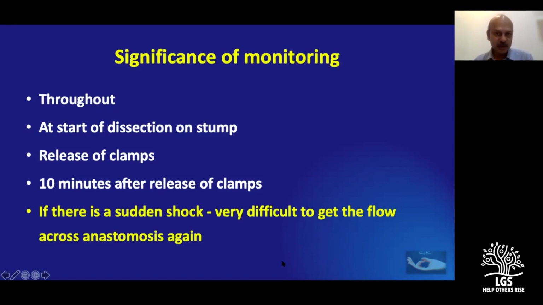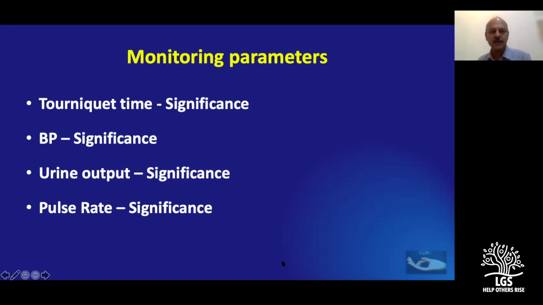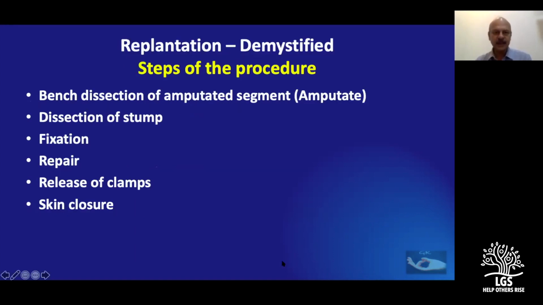You need to remember, if there is a sudden shock and there is a fall in the BP, it is very difficult to get the blood flowing across the anastomosis again, because all the vessels go into spasm. You cannot get the blood flow going as it was in a normal, hemodynamically stable patient. The tourniquet time must be monitored, the blood pressure is monitored, the urine output is monitored, and the pulse rate are also monitored. All these are done by the anesthetist.